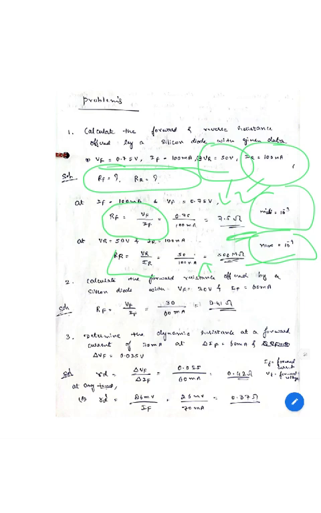Calculate the forward resistance offered by a silicon diode with VF equal to 30 volts, IF equal to 60 milliamp. So RF is given by VF divided by IF. So 30 divided by 60 milliamp is nothing but 0.41 ohm.